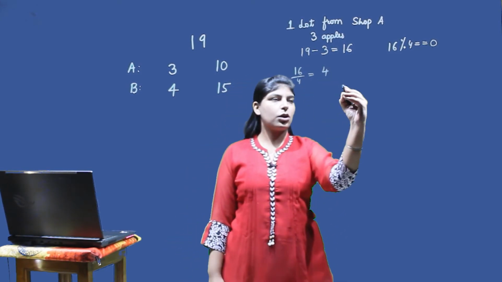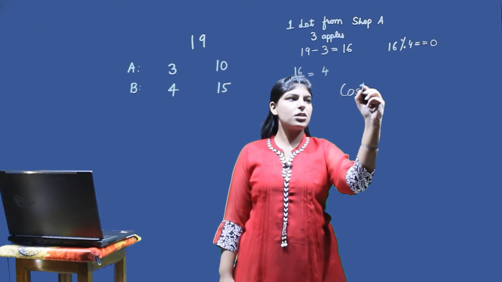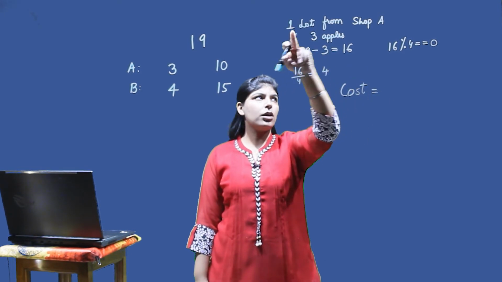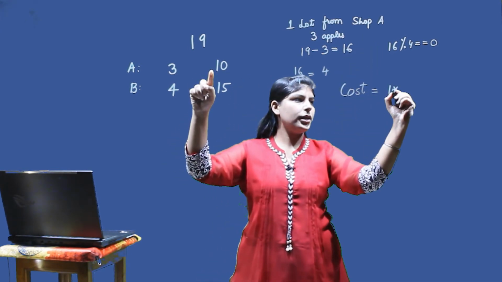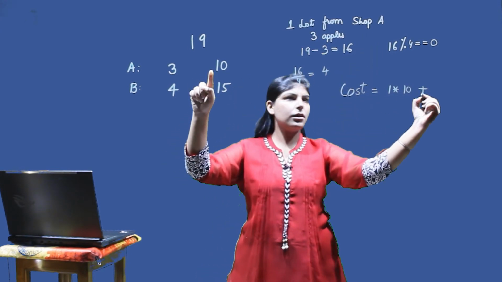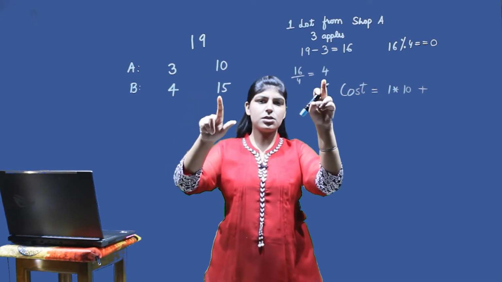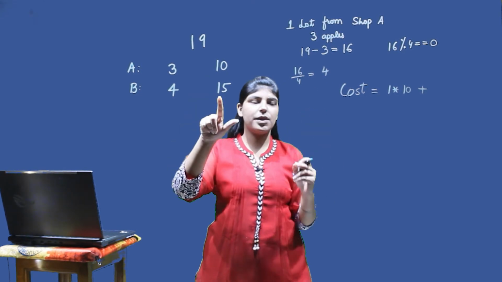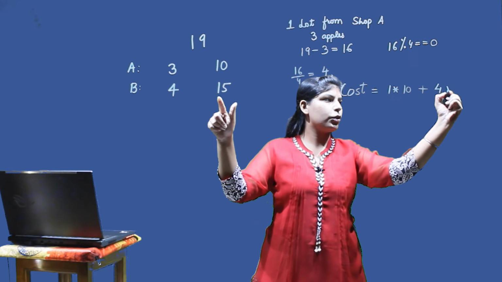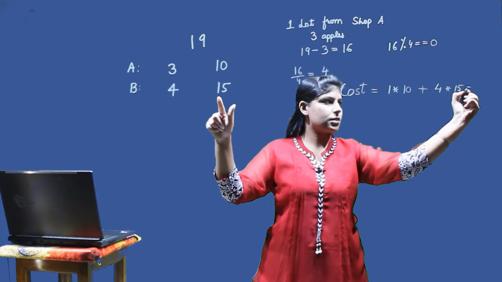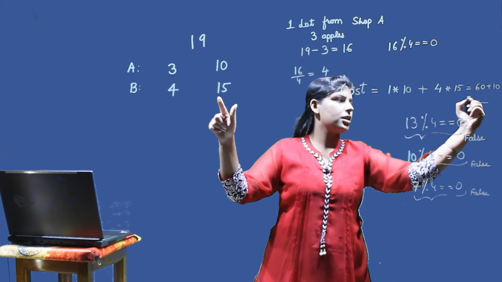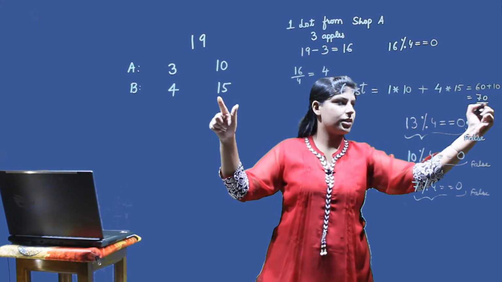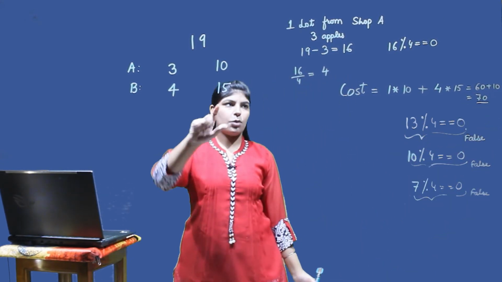What will be the total cost? He has bought one lot from shop A, and one lot costs 10 rupees, so 1 into 10. And 4 lots from shop B, where the cost of one lot is 15, so 4 into 15 gives us 60. 60 plus 10 is 70. The total cost here is 70.